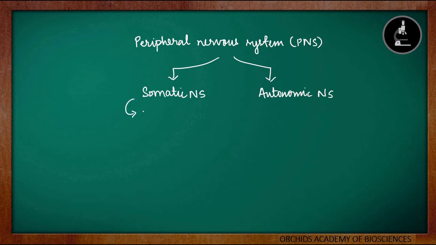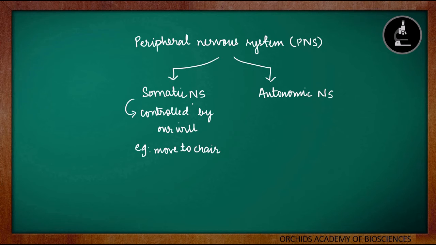So, activities which can be controlled by our will come under the somatic nervous system. For example, if we want to move a chair, it depends upon us whether we want to move the chair or not. So it is completely controlled by our will. If we want to move the chair, we will move. If we do not want to move, we will not move. So it is controlled by our own will.